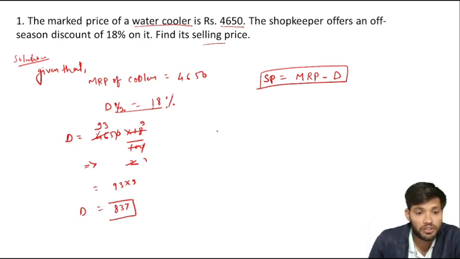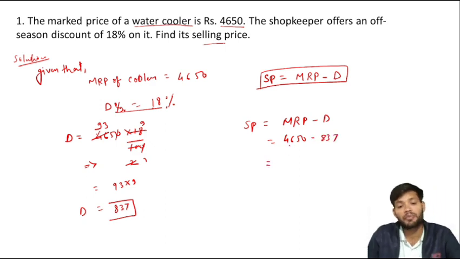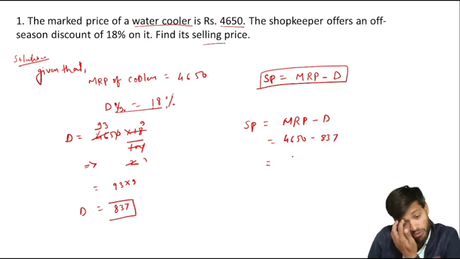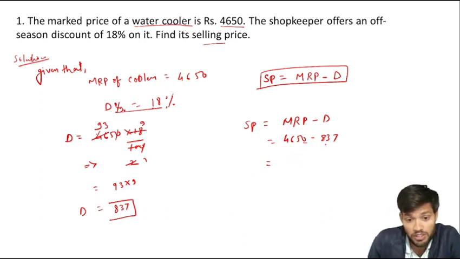Now we have to calculate the selling price. Selling price is equal to MRP minus discount. So MRP is equal to 4650 minus 837 discount. That means the selling price of the water cooler will become 837 subtracted from 4650. So there will be 0 and 7, then 3, 5 and 3 will be 1, 6 minus 8 means 8, and 6 minus 3. So the final selling price will become 813 rupees.